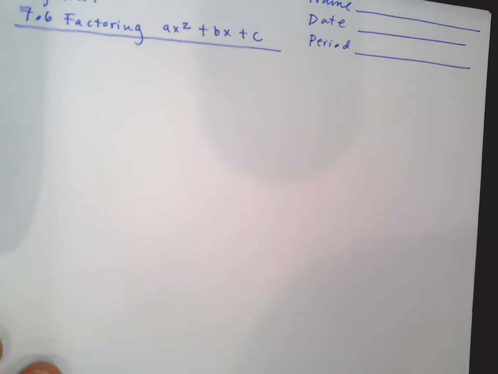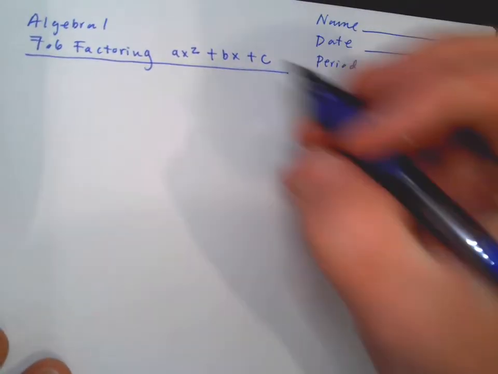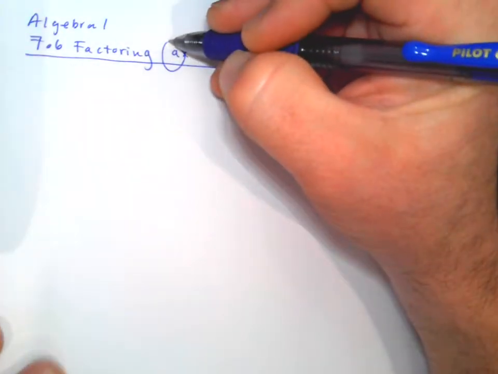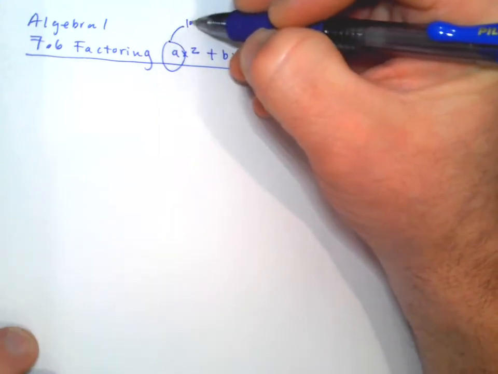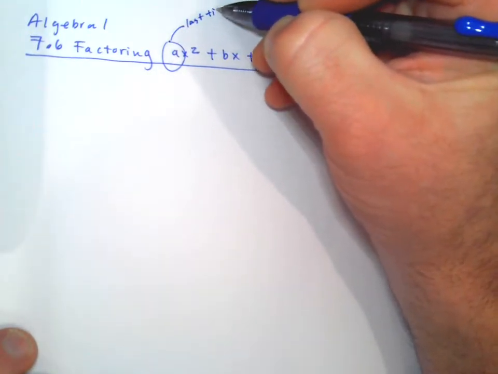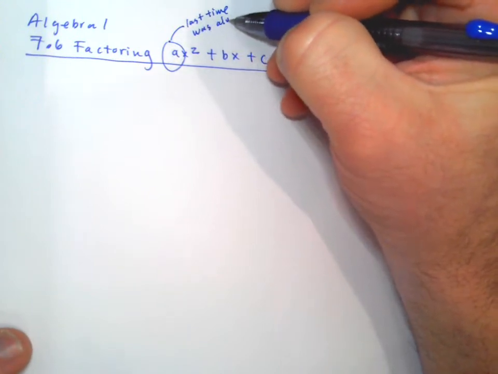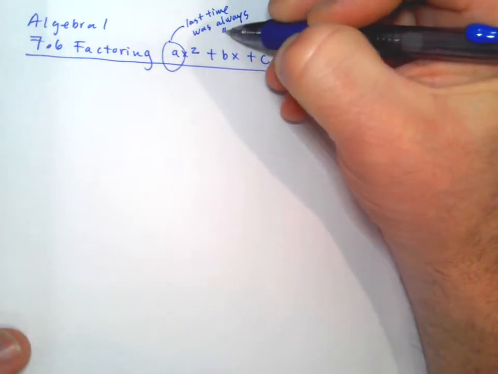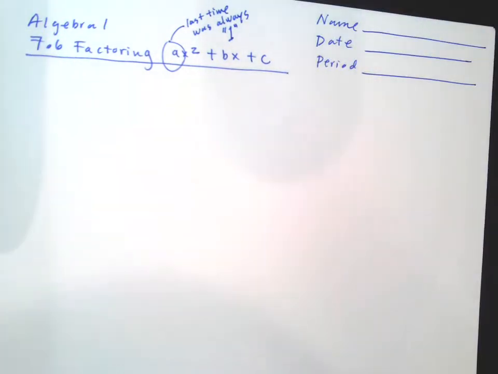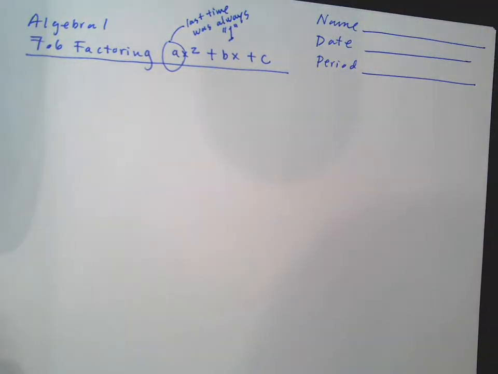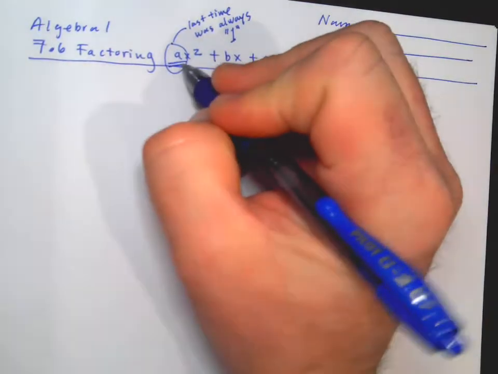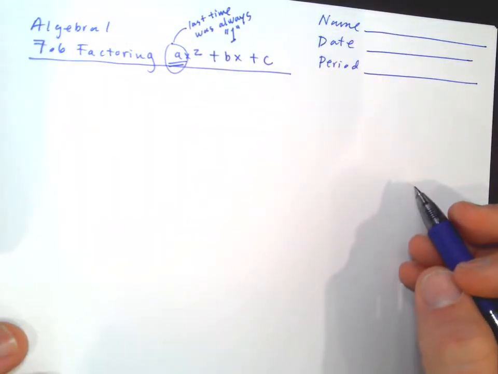Okay. So the big difference is last time, this A was always 1, which makes it a little easier, but we're going to use the same steps, okay? So this isn't going to be a 1 all the time now.